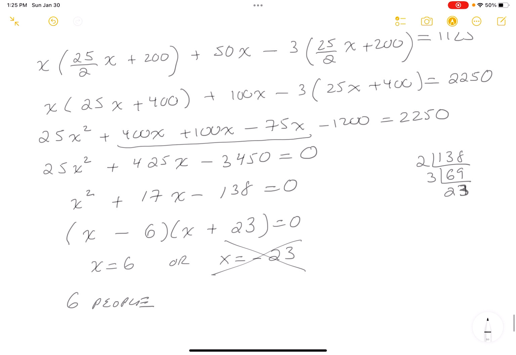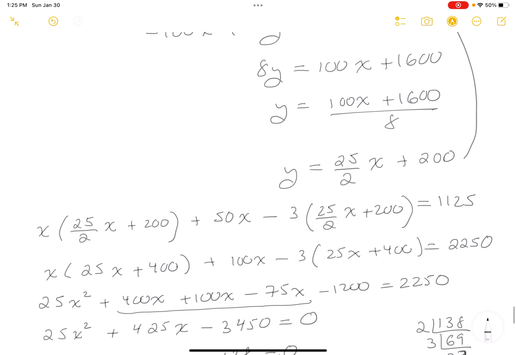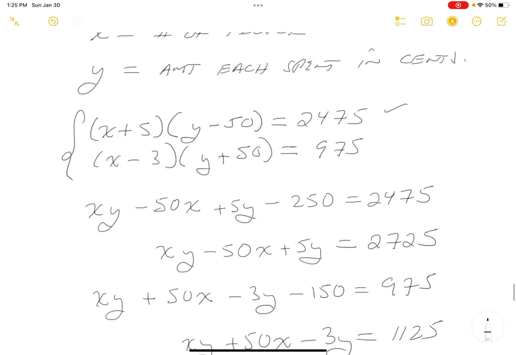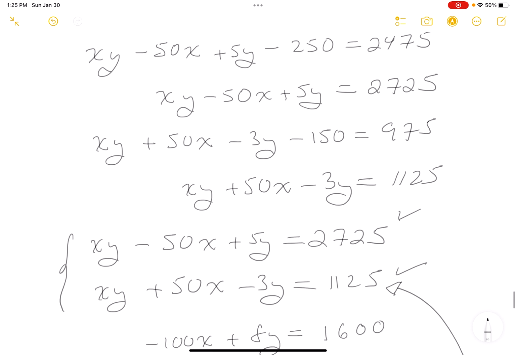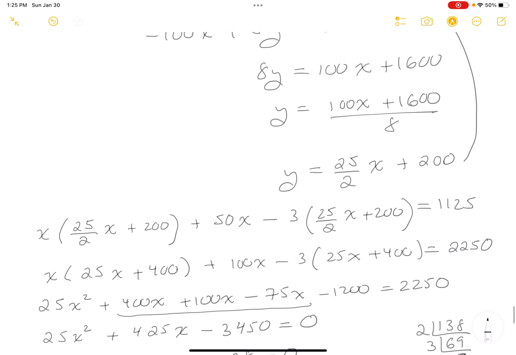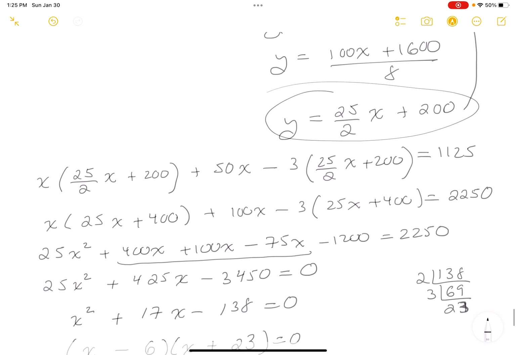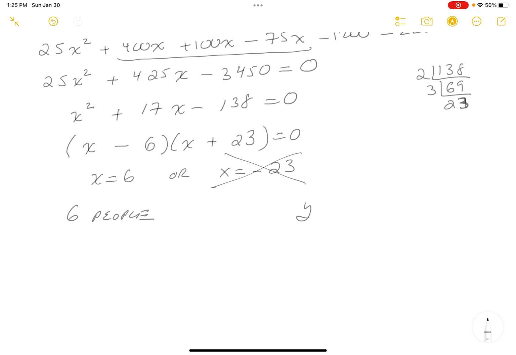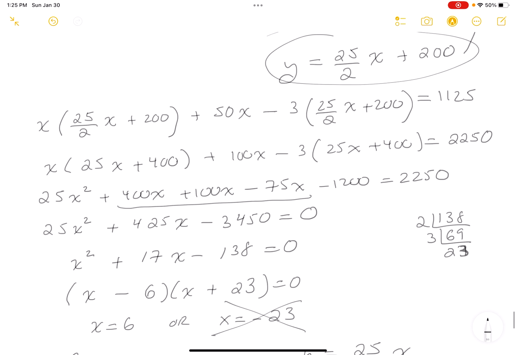And then, what's y? Well, I gotta go back and show you that I think I said y was something, the amount each spent in cents. Do I have a simple relationship between x and y, though? And I do. It's right over here. So I'm going to write this down for you. And y is equal to 25 halves of an x. Again, it's right over there, plus 200.